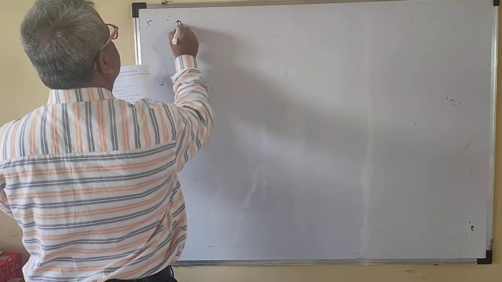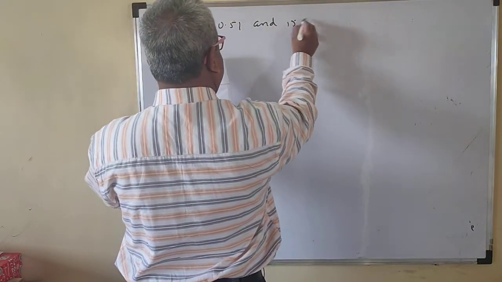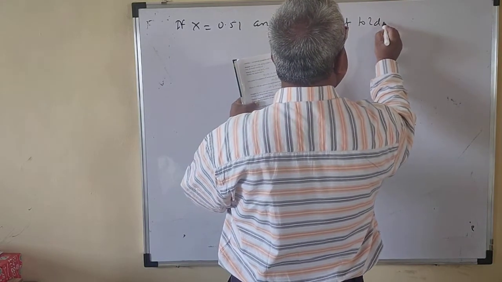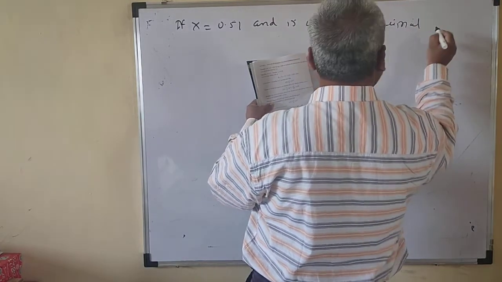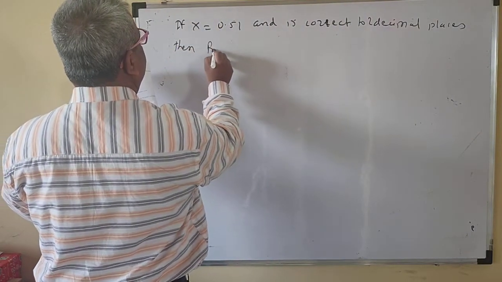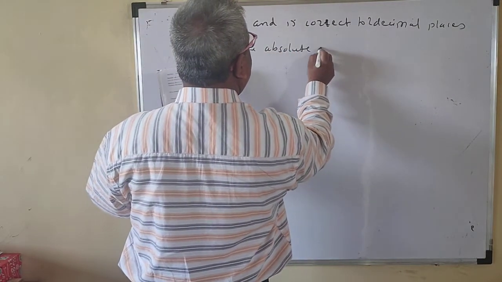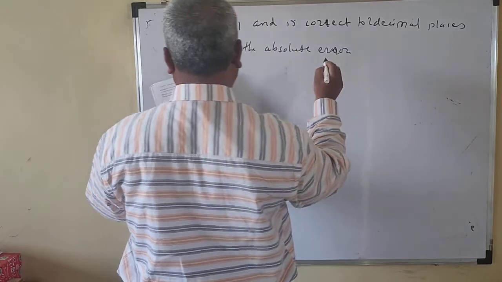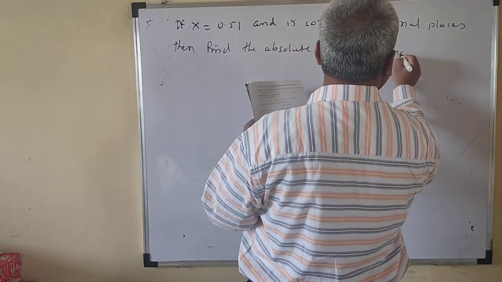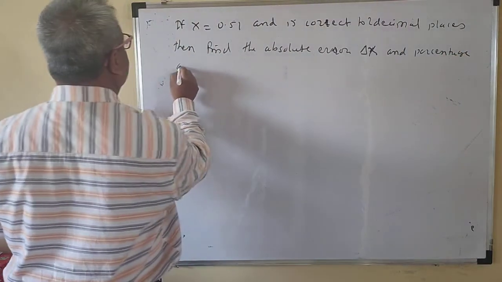Now if x is 0.51 and is correct to two decimal places, then find the absolute error delta x and percentage accuracy.